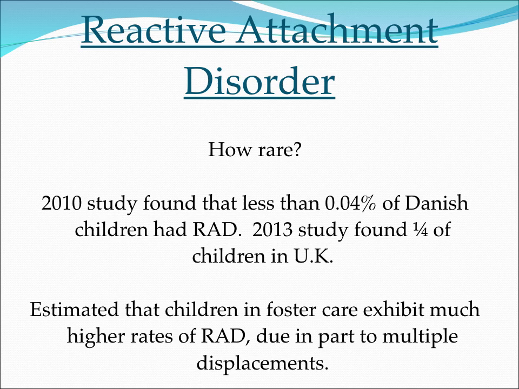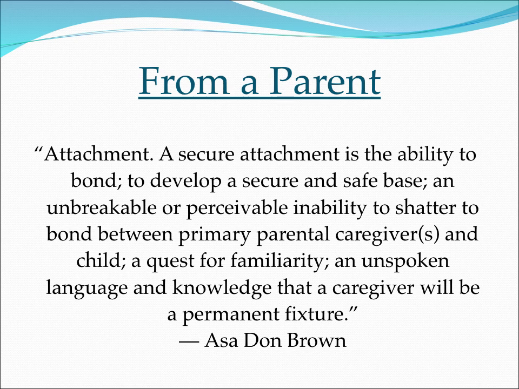Let's look at what one parent said about attachment. Attachment. A secure attachment is the ability to bond, to develop a secure and safe base, an unbreakable bond between primary parental caregivers and child, a quest for familiarity, an unspoken language and knowledge that a caregiver will be a permanent fixture. And we thank Asa Don Brown for this comment.